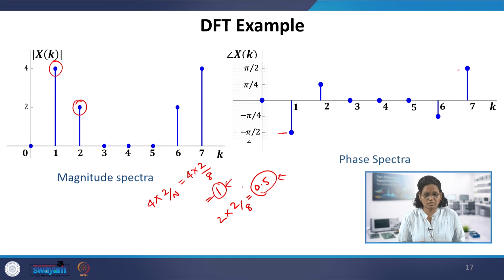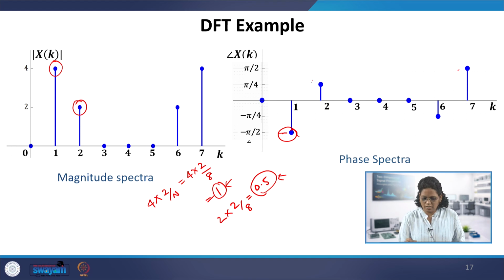What about the phase? For k equal to 1, there was no phase, but it is showing minus pi by 2. If you look at the representation a few slides back, we had cos of 2 pi 1000t minus pi by 2. So this one is representing the fundamental with minus pi by 2. This phase is with respect to the fundamental cos.